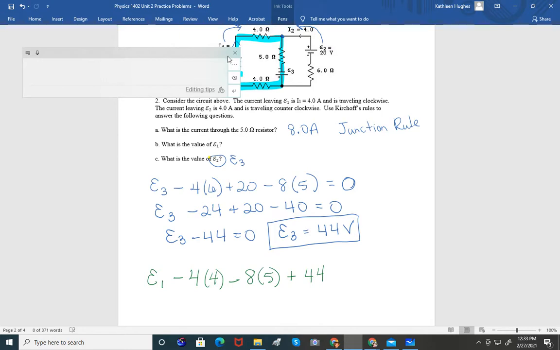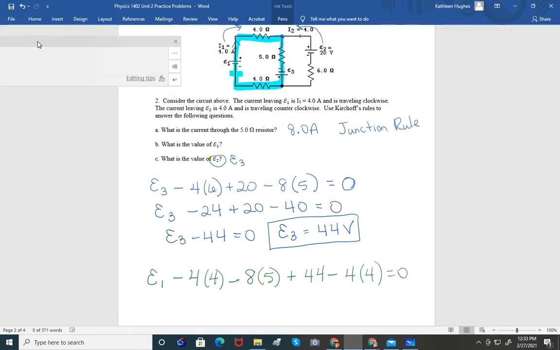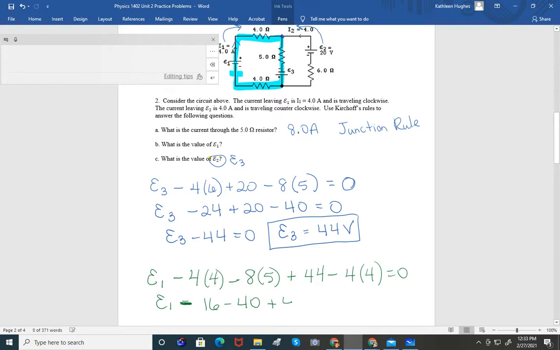And then finally, we're going to have minus 4 amps through 4 ohms again. Maybe I can just drag that box out of the way. So E1 minus, whoops, it's minus 16 minus 40 plus 44 minus 16 equals 0.